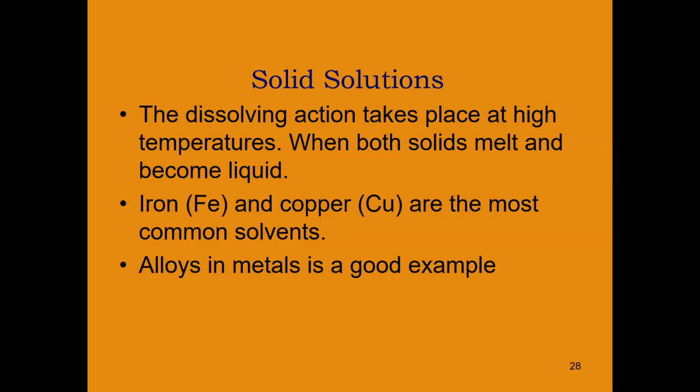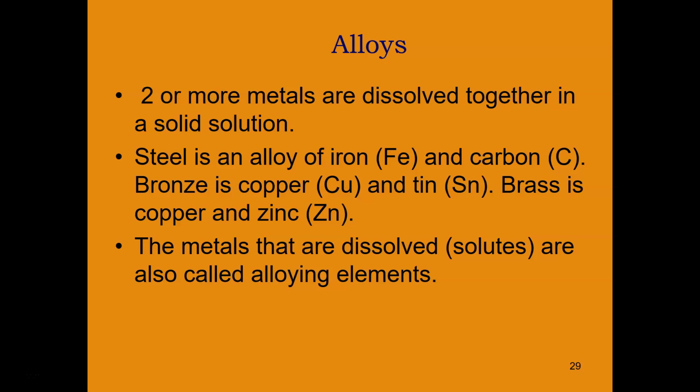We'll talk a little bit about alloys here now. Alloys. Two or more metals are dissolved together in a solid solution. Steel is an alloy of iron and carbon. Bronze is an alloy of copper and tin. Brass is copper and zinc, and so on and so forth. There's thousands, if not hundreds of thousands of alloys. The metals that are dissolved, the solutes, are also called alloying elements. So we take those alloying elements and we want those characteristics of the materials that we're adding to the solvent.